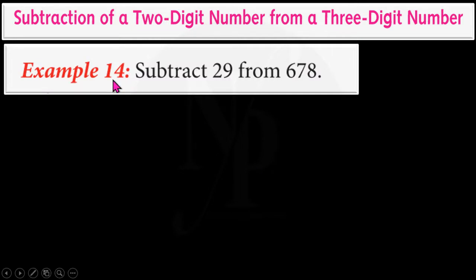Example number 14 in our textbook. Subtract 29 from 678. Here 29 is a 2-digit number and 678 is a 3-digit number, and we have to subtract 29 from 678. Solution.